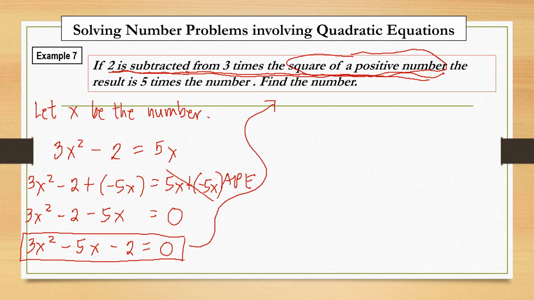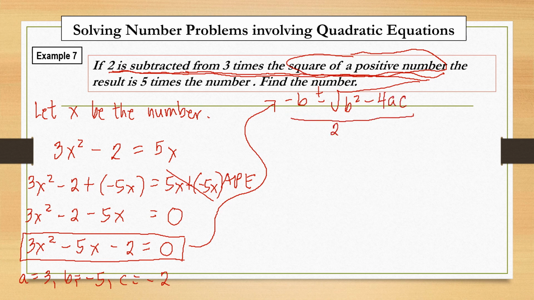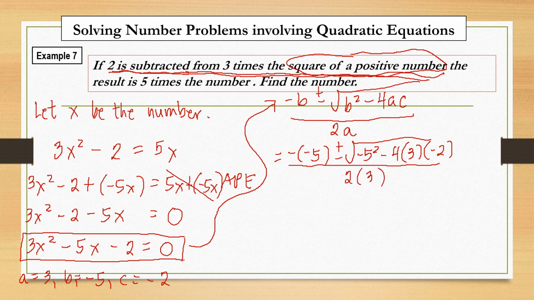So this time, let's use the quadratic formula. A is equal to 3, B is equal to negative 5, and C is equal to negative 2. The quadratic formula is given by negative b plus or minus the square root of b squared minus 4ac, all over 2a. Let us substitute the values. Negative of negative 5 plus or minus the square root of negative 5 squared minus 4 times the value of a, which is 3, times the value of c, which is negative 2, all over 2 times 3. Negative of negative 5 is positive 5, plus or minus the square root of 25. Negative 4 times 3 is negative 12, times negative 2 is positive 24, all over 6.